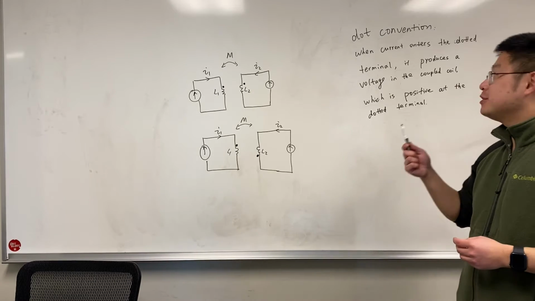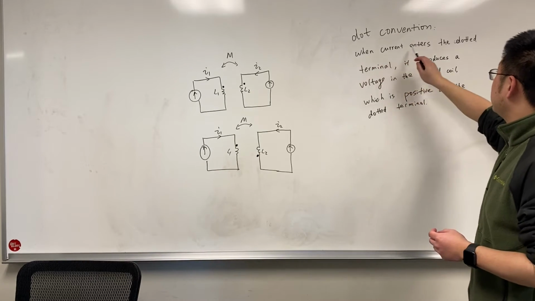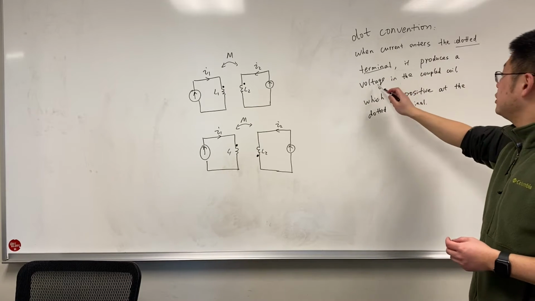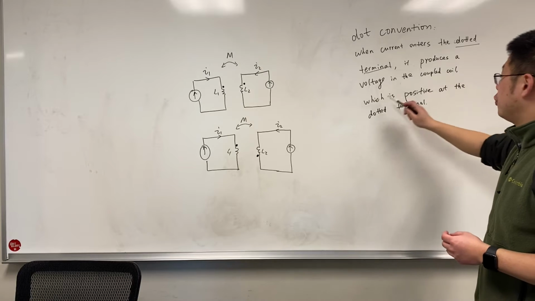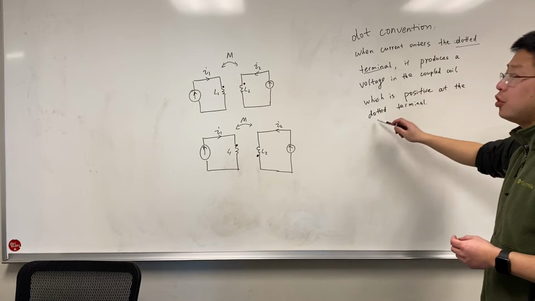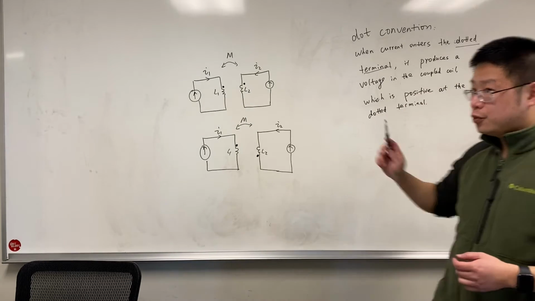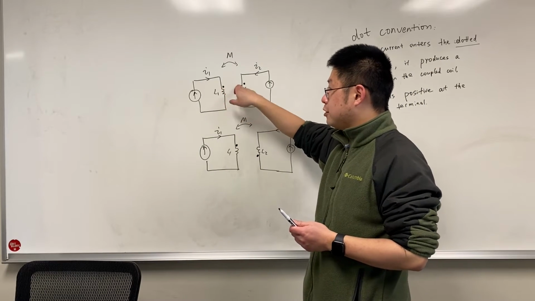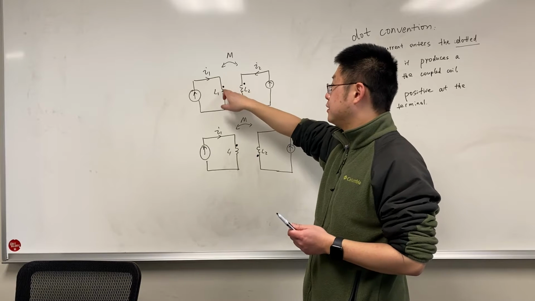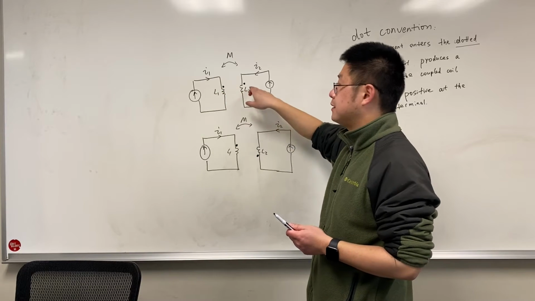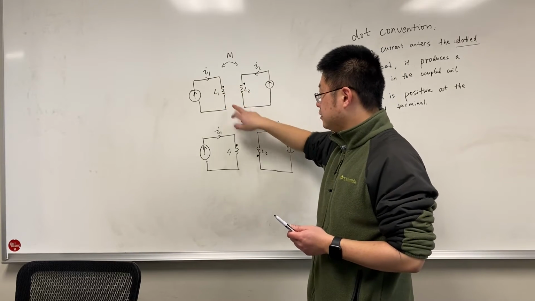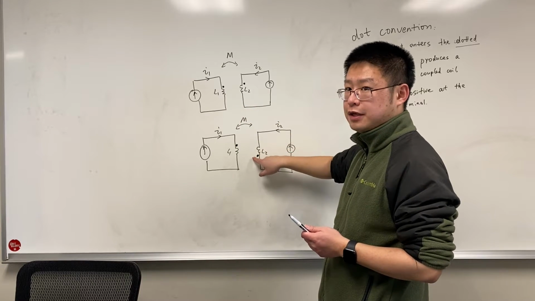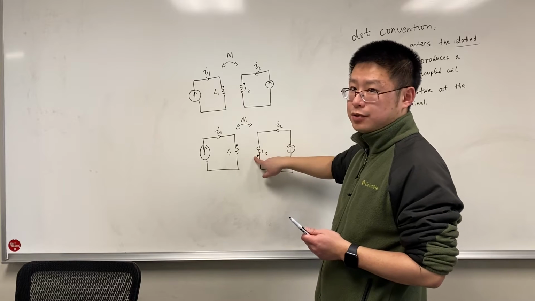The dot convention states that when the current enters the dotted terminal, it produces a voltage in the coupled coil, which is positive at the dotted terminal. So we will use two examples. You can see we have the dot on the primary winding and the secondary winding. These two circuits, the only difference is the position of the dot on the secondary winding.